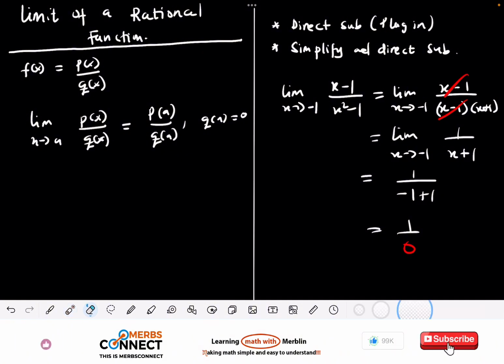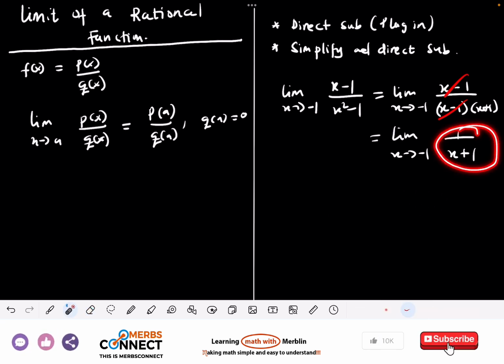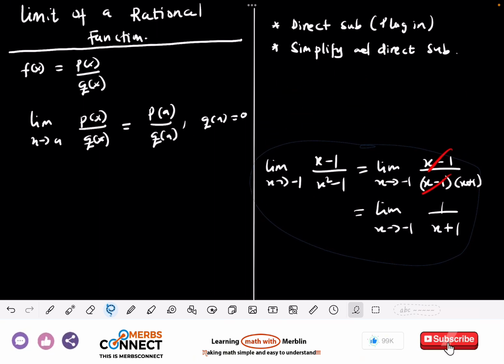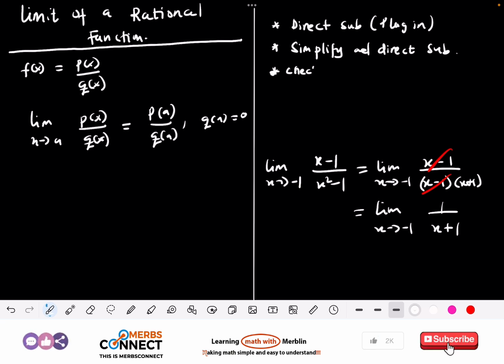So the next step is, now that we've simplified and we are getting this function here, and still we are getting 0, then the next thing that we need to do is we need to talk about something called asymptote, right? So when I simplify and do direct substitution and I'm getting 0 like this example, then I need to check the asymptote.